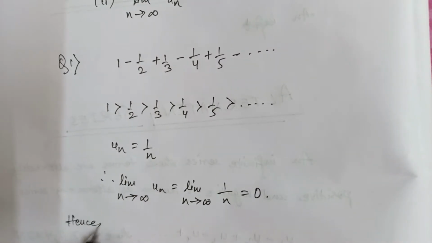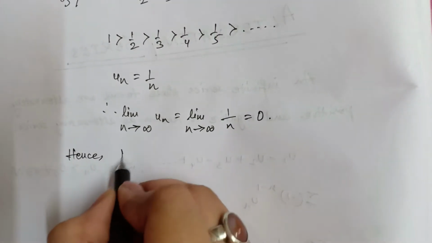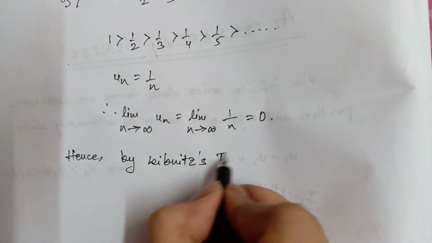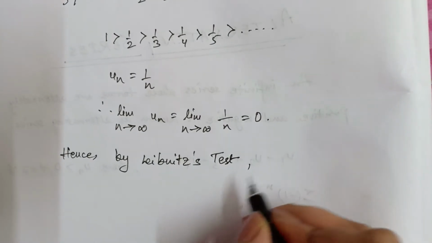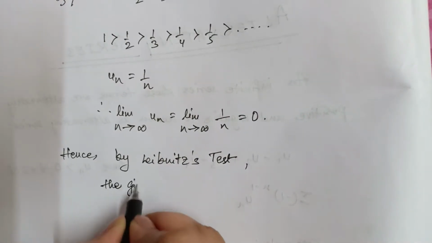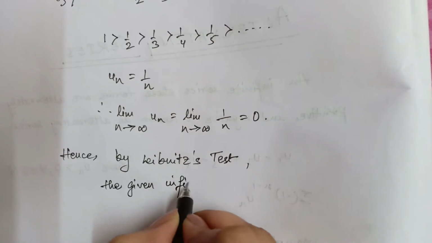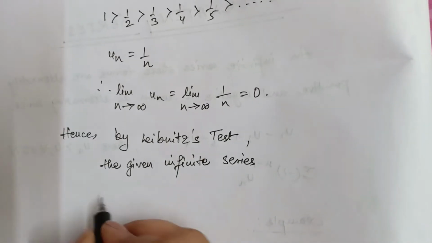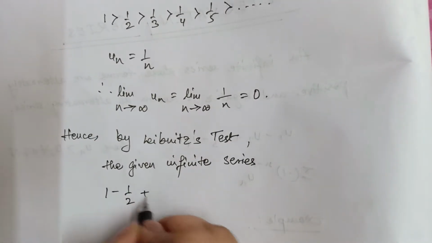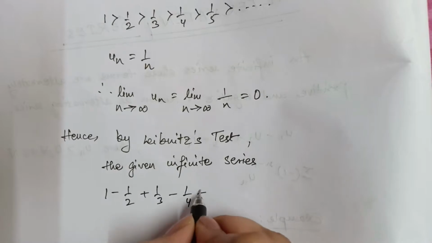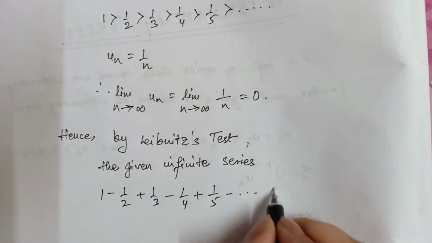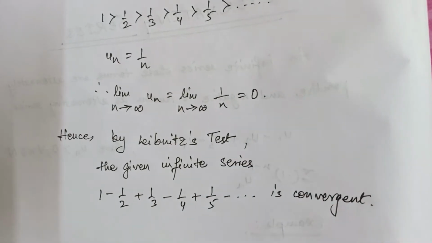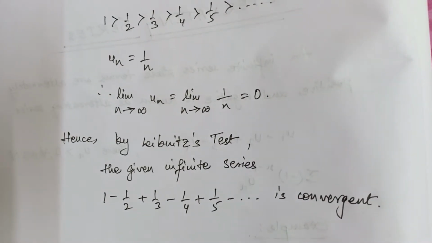Hence, by Leibnitz test, the given infinite series, which is 1 minus 1 by 2 plus 1 by 3 minus 1 by 4 plus 1 by 5, is convergent as it satisfies the given conditions.